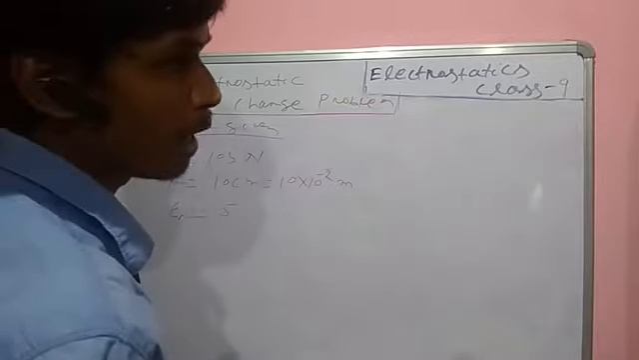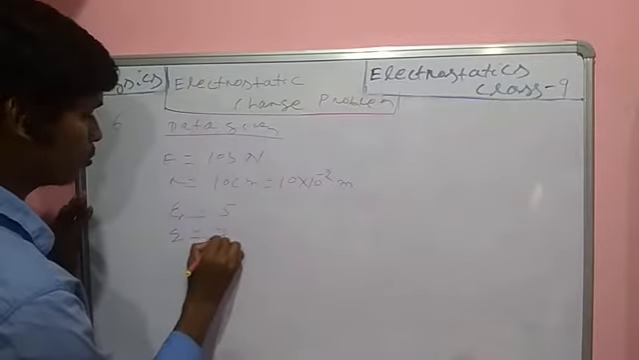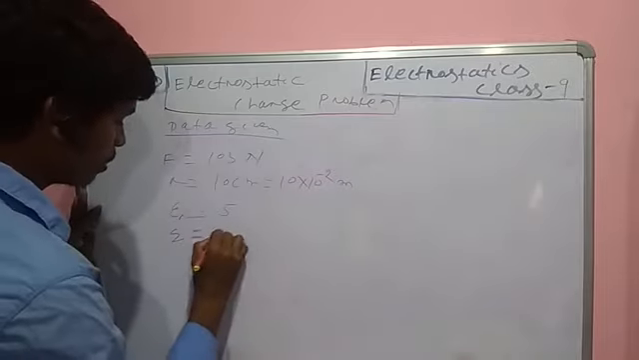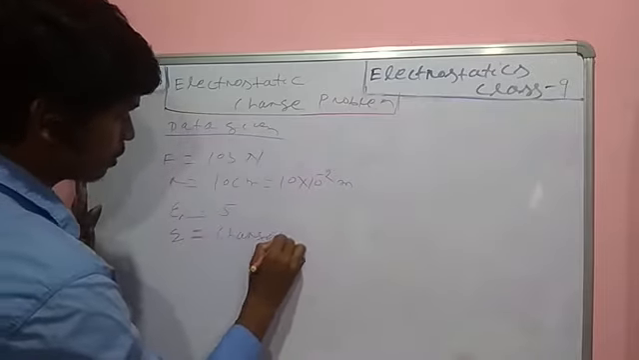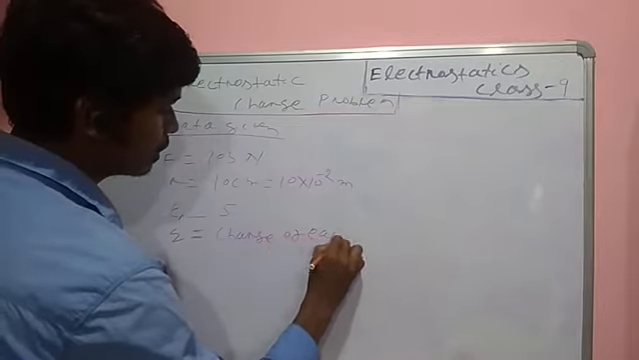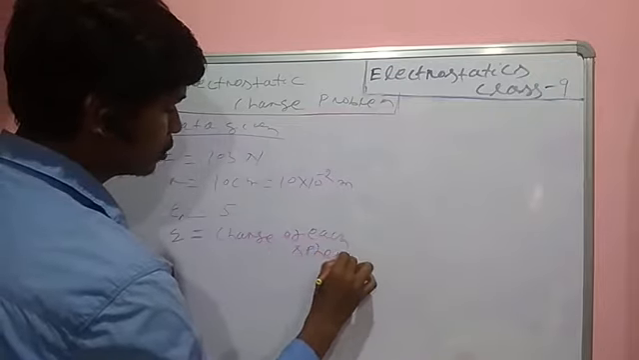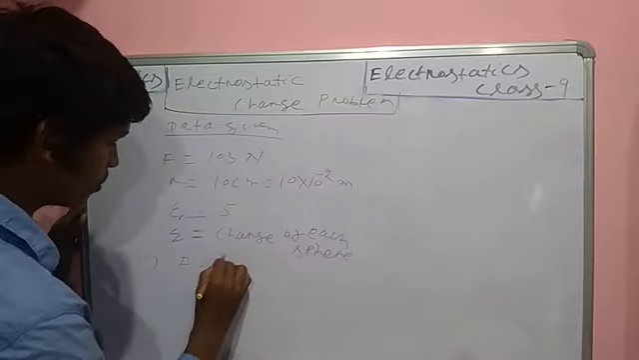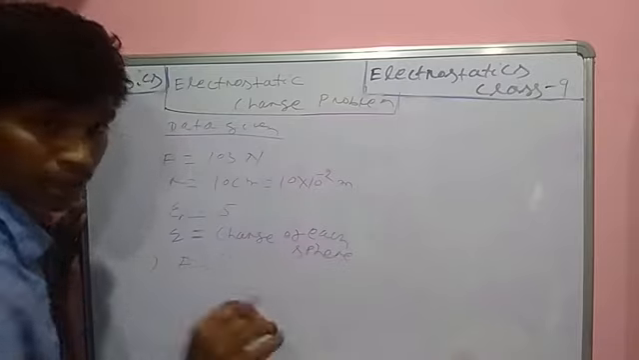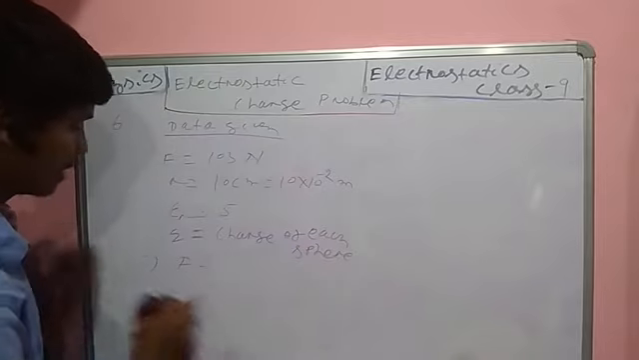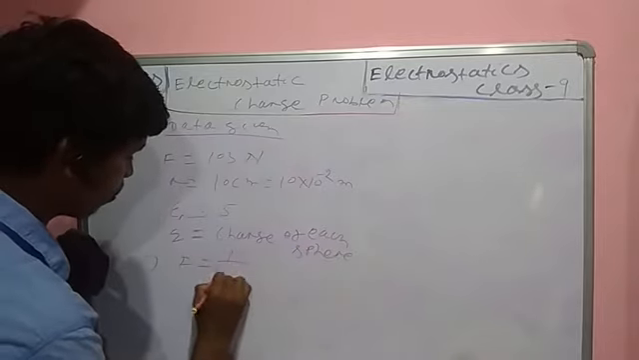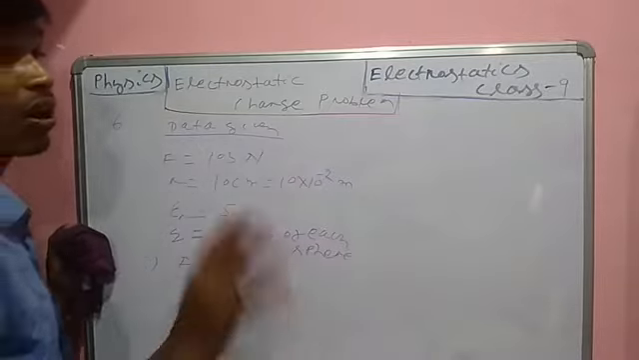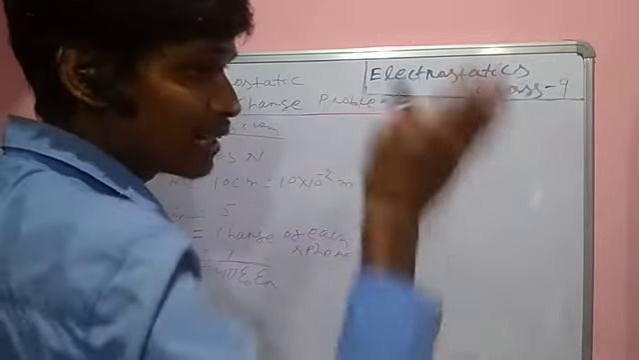So you have to find out Q, the charge of each sphere. F is equal to, directly you can write, 1 by 4 pi epsilon 0 epsilon R. That means it is not air medium. This is the dielectric constant medium.